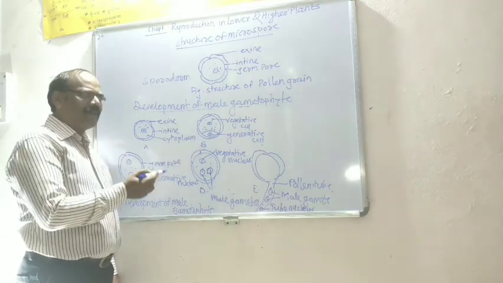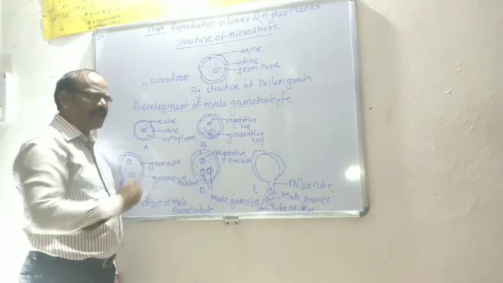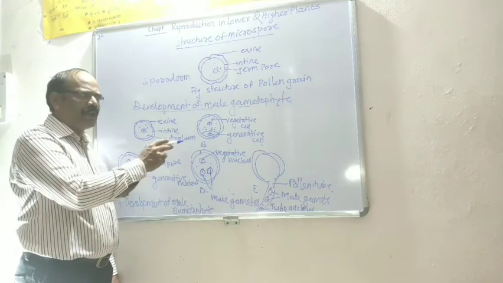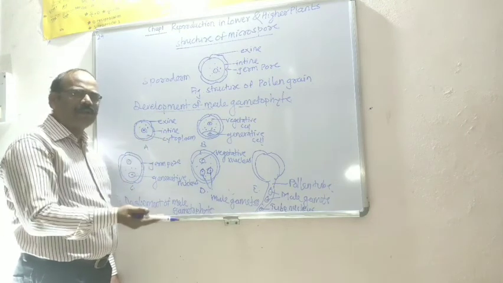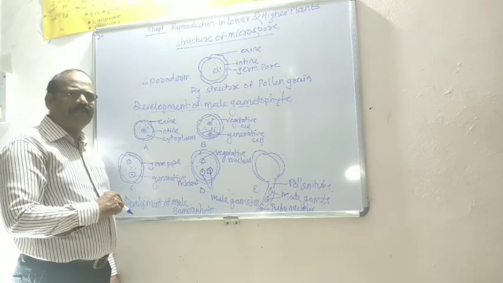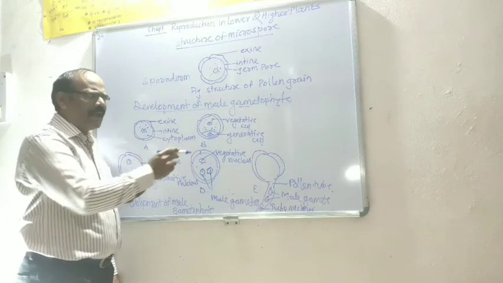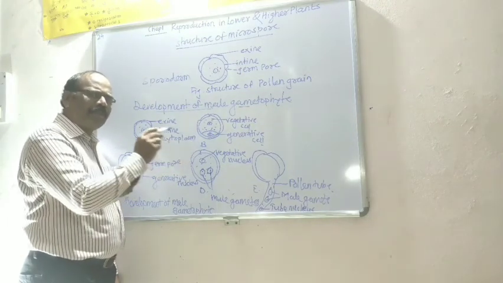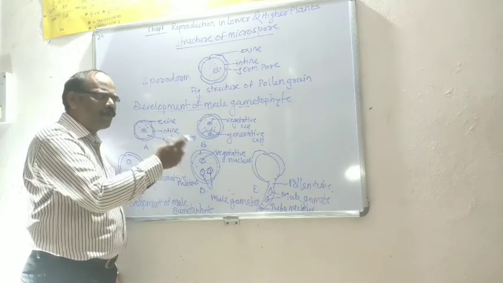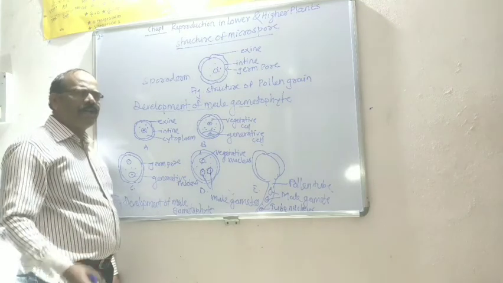The next mitotic division is concerned with the generative cell. The generative cell undergoes mitotic division, and two male gametes are formed. Sometimes the generative cell undergoes mitotic division and forms two male gametes before the anthers are shed on the stigma.